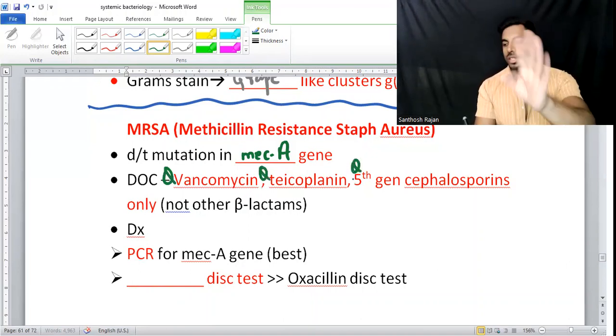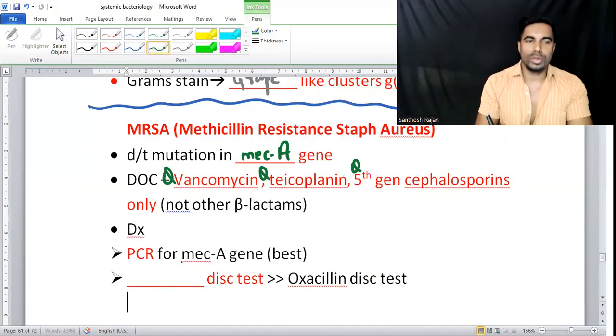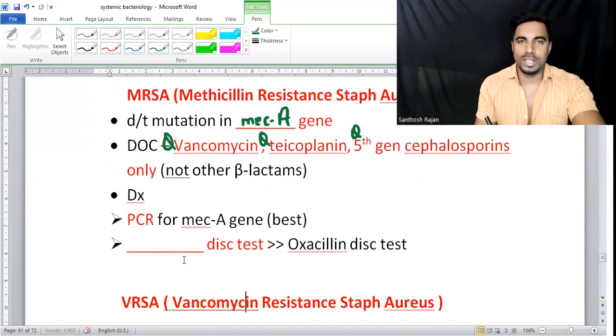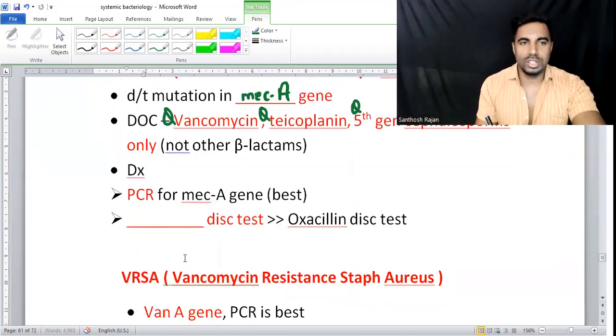Fifth generation, not the third or fourth. It's a fifth generation. Remember that. Okay, that's it. These are the important questions. So what is the best diagnosis? Do PCR. PCR for the mecA gene is the best.